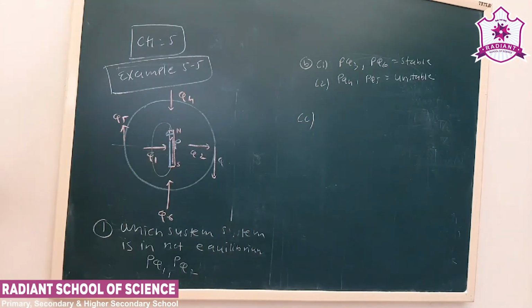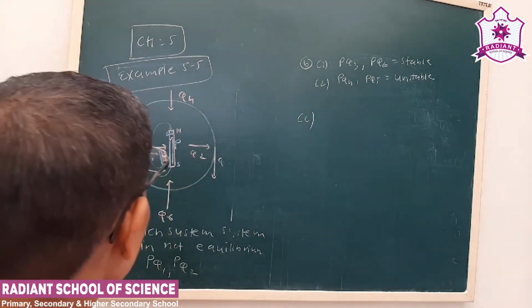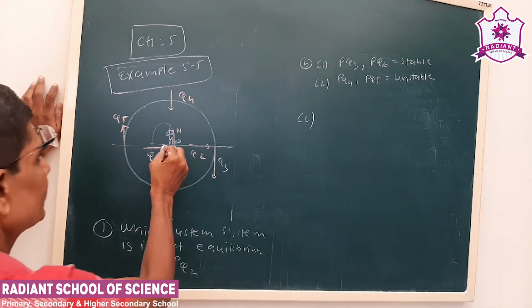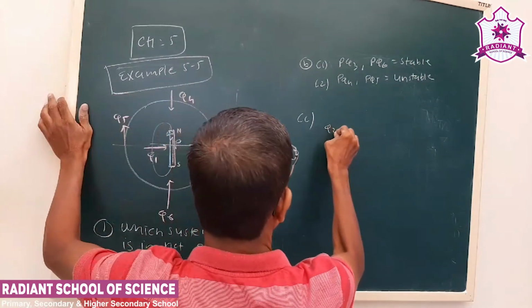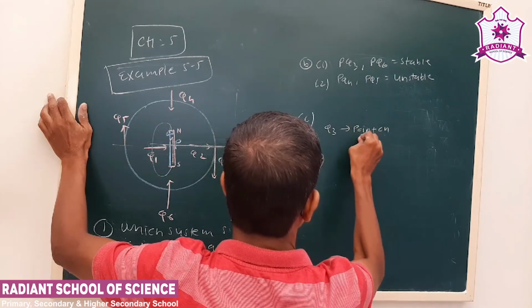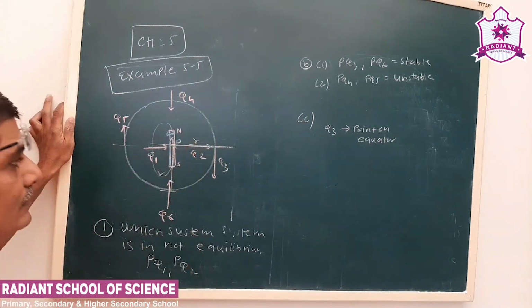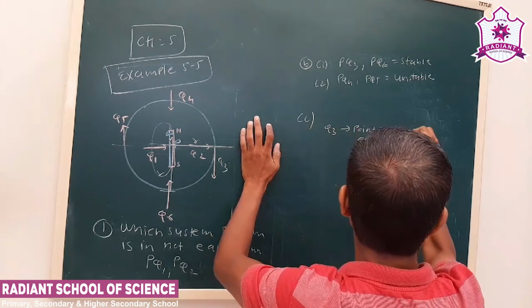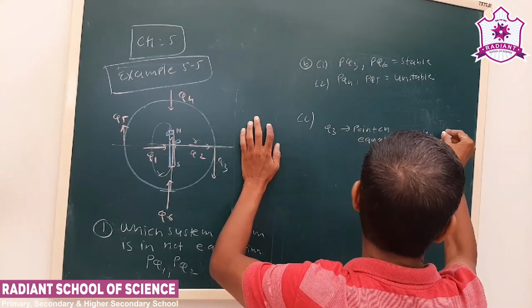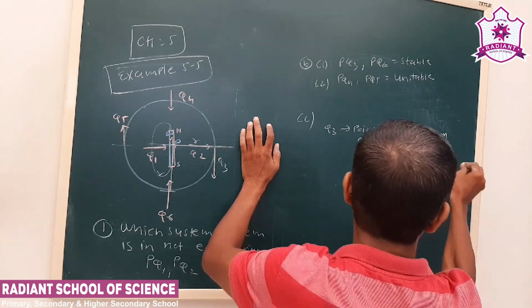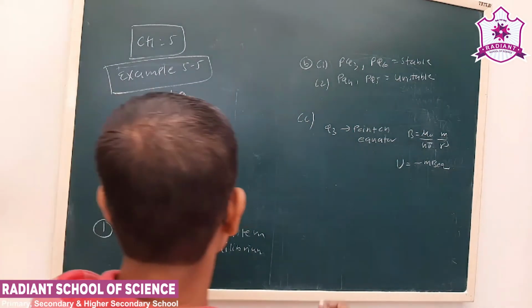And part C of the question is: which configuration has the lowest potential energy? Now see for Q3, the point is on the equator. We can consider this distance R and this distance R equal. So B is mu 0 upon 4 pi, M upon R cubed. U is equal to minus MB at the equator.